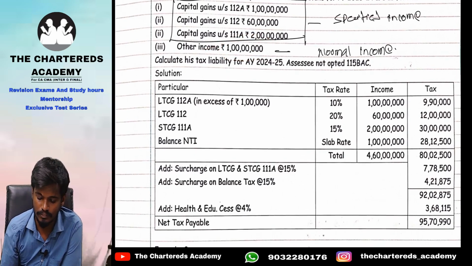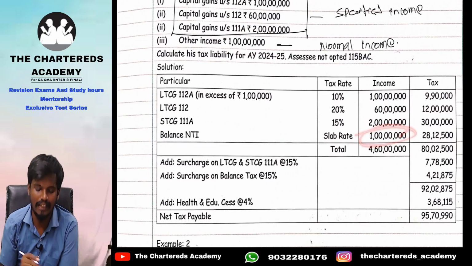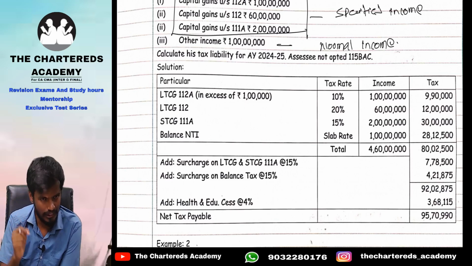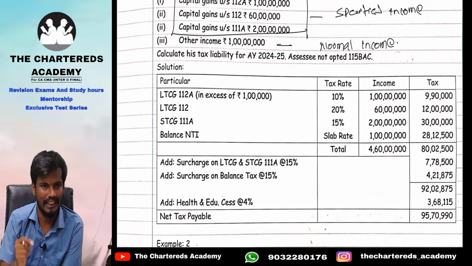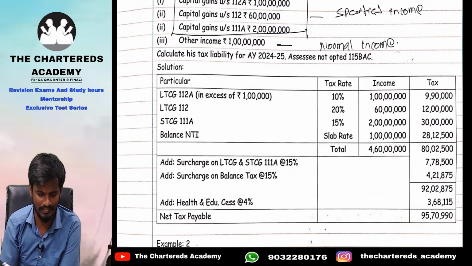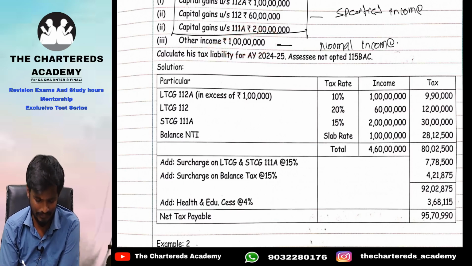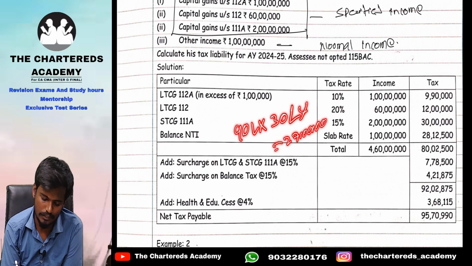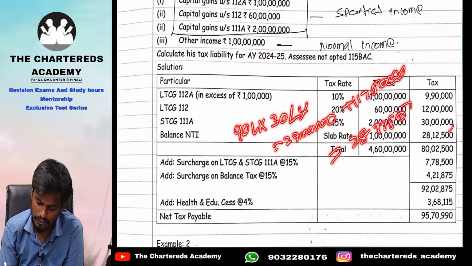Now the tax on the 100 lakhs. The slab rate is applicable: up to 2 lakh 50,000 nil, 2 lakh 50,000 to 5 lakh 5%, 12,500, 5 lakh to 10 lakh 20%, 1 lakh, and more than 10 lakh 30%. It is 100 lakh, more than 10 lakh means 90 lakh, 90 lakhs into 30% is 27 lakhs, plus 1 lakh 12,500, it is 28 lakhs 12,500. That is the way to calculate.